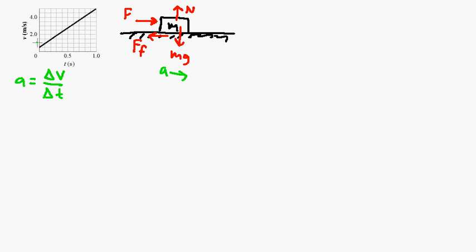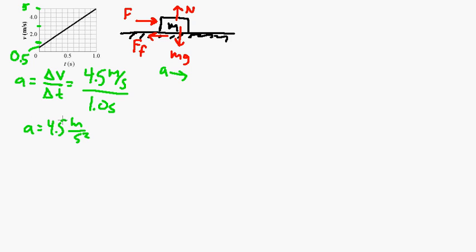Well, it looks like we start, so that would be like 1.0 right there. But we actually start there at 0.5 meters per second. And then we end up here, which is 2 boxes above 4. And it looks like each 2 boxes is 1 meter per second. So 3 would be right there, 4, and then 5. Okay, so change in velocity then is 5 minus 0.5, which is 4.5 meters per second. And the time was 1.0 seconds. So acceleration is 4.5 meters per second squared.